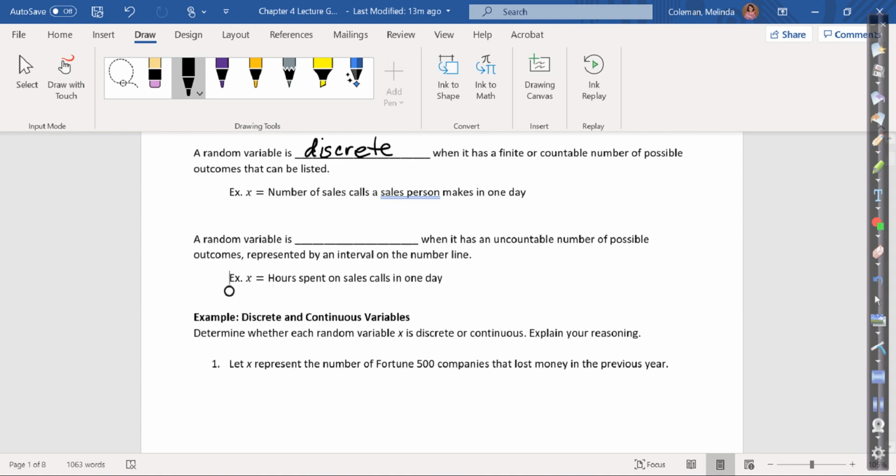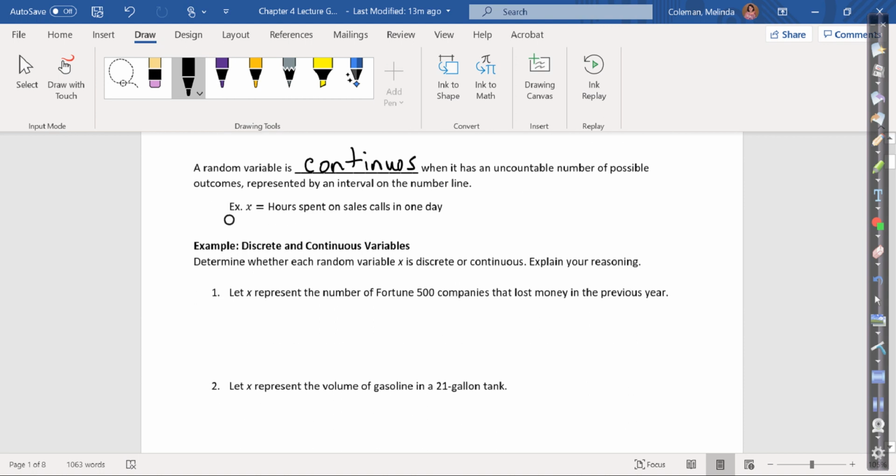Versus a random variable that is continuous. So that's when it's uncountable. So for example, the hours spent on a sales call in one day. You really can't count time. Yes, we could say 1 hour, but you can't count time because time is continuous forever and ever and ever. So that's what would make it continuous.